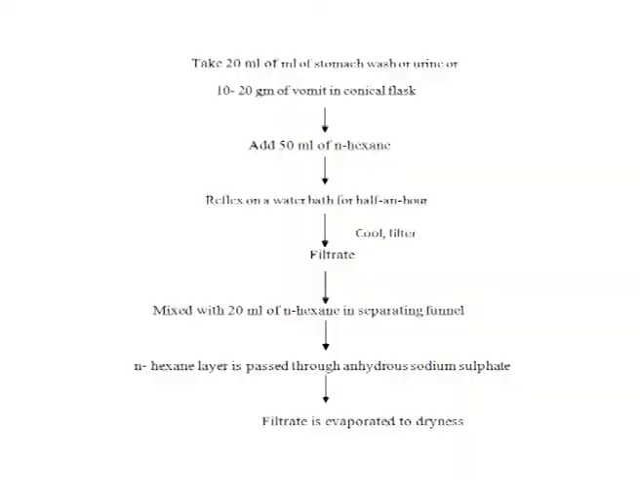Method 3. Extraction of pesticide in stomach wash, urine and vomit. Take around 20 ml of stomach wash or urine, or 10 to 20 gram of vomit, in a conical flask. To it add 50 ml of N-hexane. Reflux on a water bath for about half an hour. Filter it. Mix it with 20 ml of N-hexane in a separating funnel. The N-hexane layer is passed through anhydrous sodium sulfate. The filtrate is evaporated to dryness.